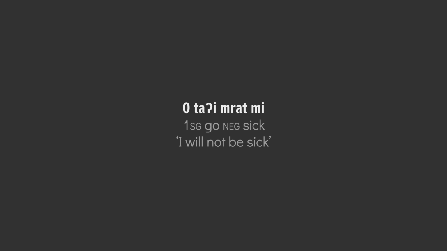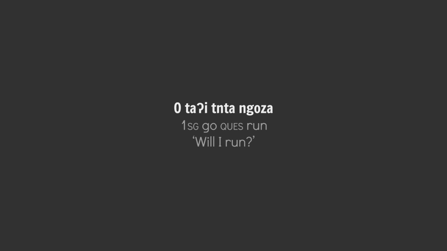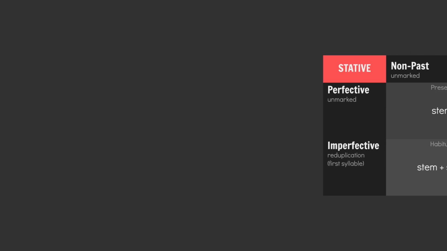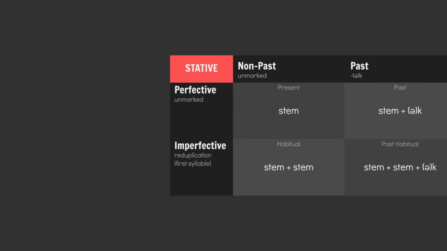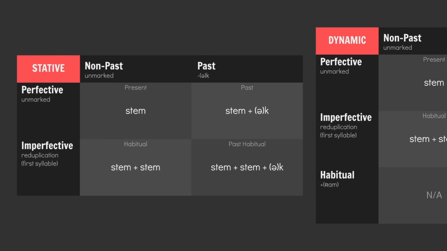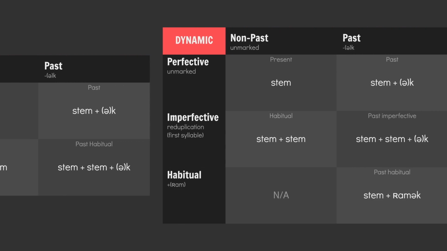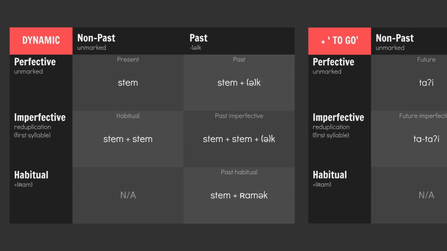Yep, and we can even pull the same trick for interrogatives. Something like tinta could be oa's interrogative auxiliary. O tinta ngoza, do I run? O tintak ngoza, did I run? O ta'i tinta ngoza, will I run? Right, and with that, we've got a pretty solid system of tense, aspect, and mood for oa. If we wanted to, we could keep on coining auxiliaries and new constructions ad nauseum, but what we've got covers all the bases well enough.